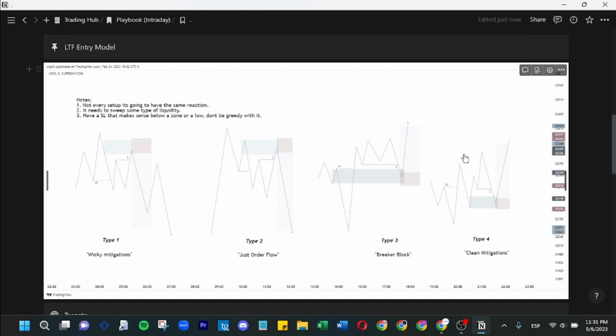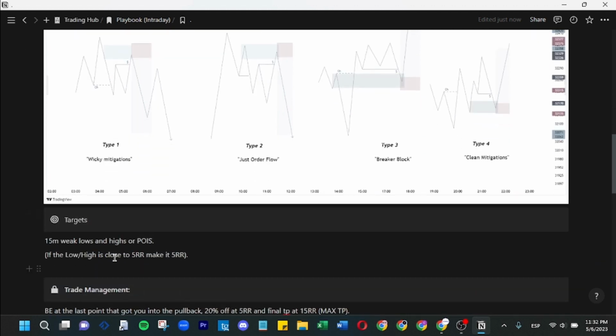Backtesting means backtesting at least a year's worth of data, right? And forward testing at a minimum of 3 months, right? So you can pretty much get a taste of how it is, and of course, having tracking data. Targets are 15-minute week highs, lows, or POIs within those. And this, I put it as kind of a reminder.